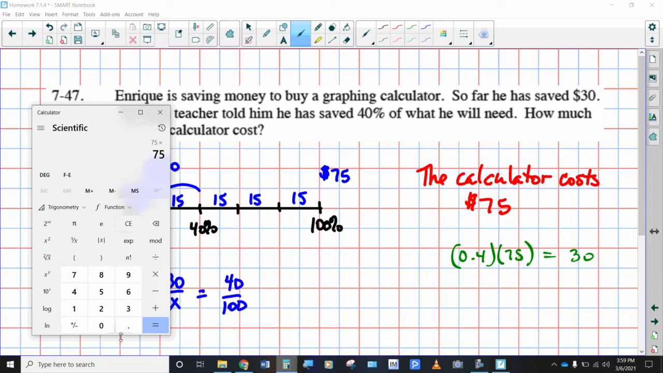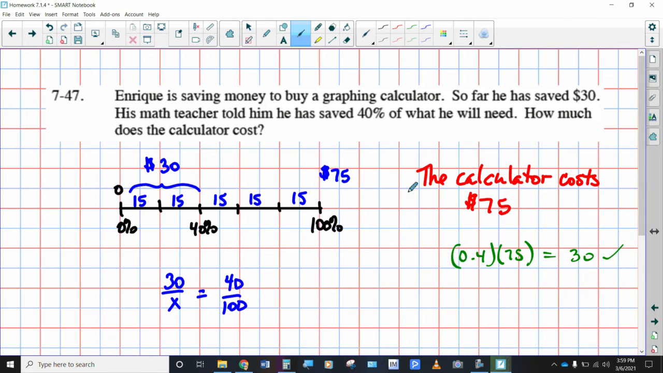75 times 0.4, is that equal to 30? Yes, it is. Okay. Now, this is my preferred method. Taking this situation and setting it up using the percent proportion. Remember, the part over the total is going to be equal to the percent out of 100. This whole process of multiplying a decimal number times the total is when you're trying to find the part. It doesn't work when you've got the part and you're trying to find the total.